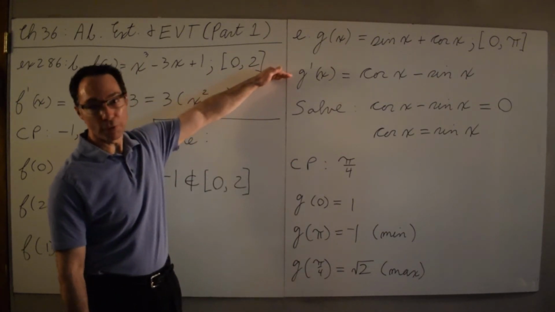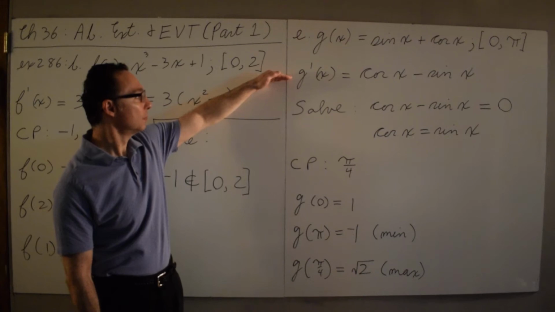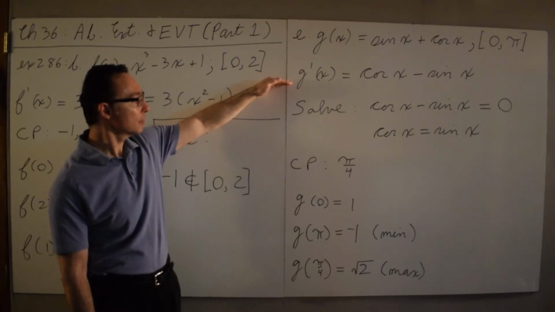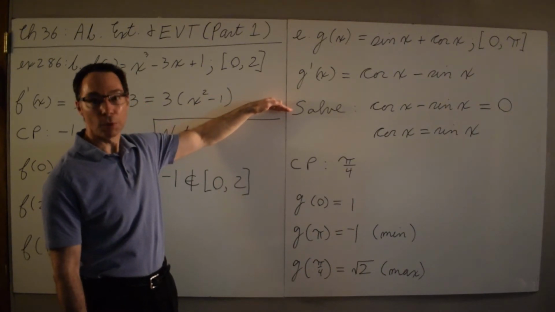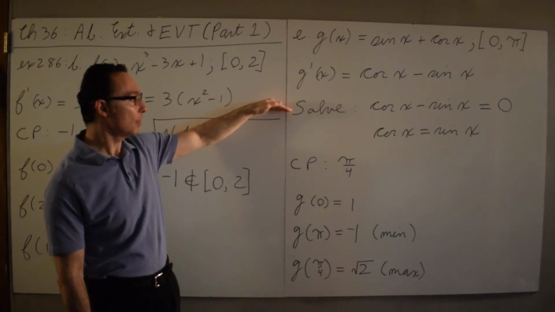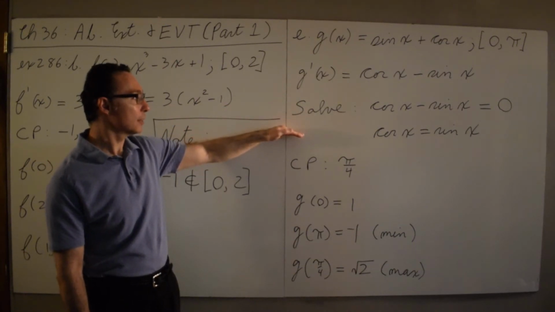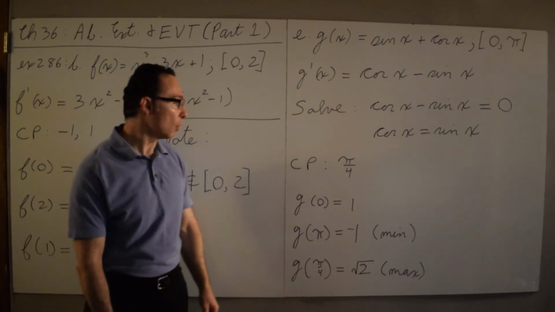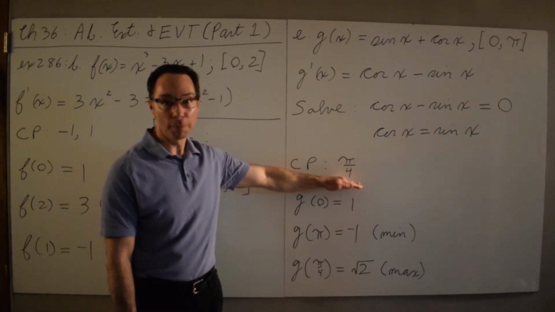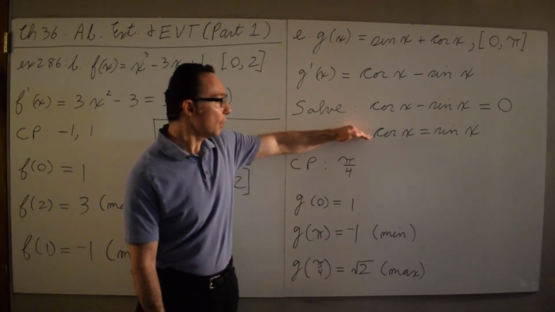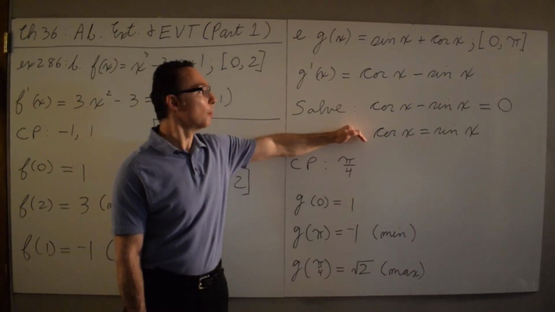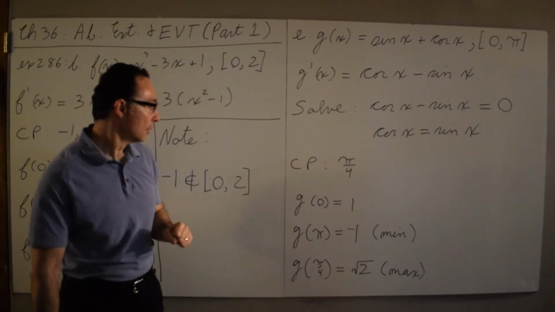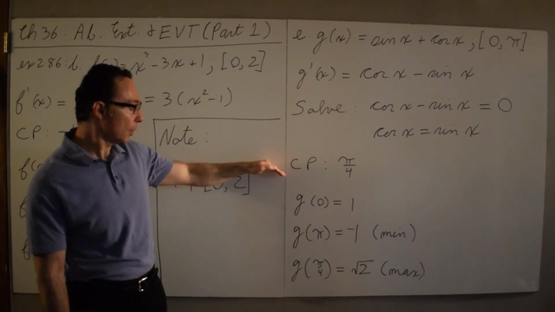We calculate the derivative because we want to find the critical numbers. So the derivative is cosine of x minus sine of x. To find the critical numbers, we solve this equation. We set the derivative equal to 0. Sine of x is equal to cosine of x. In the interval 0 to pi, there's one solution, and that's pi over 4. In general, this equation has infinitely many solutions. But remember, we're restricting our attention to the closed interval 0 to pi. So we have our critical number, or our critical point.